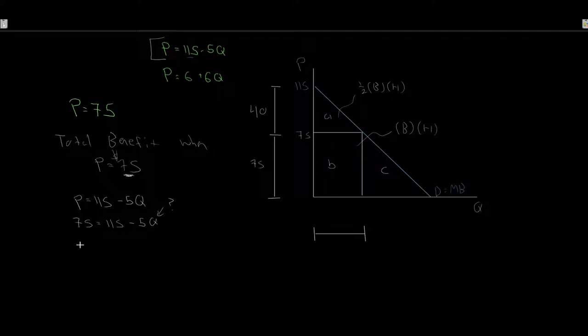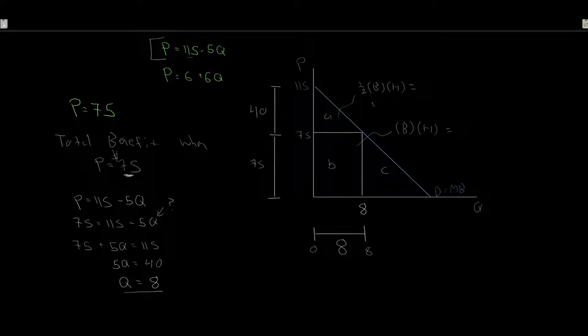To do that, I'm going to add 5Q to both sides. So 75 plus 5Q equals 115. I want to get this 5Q by itself, so subtract 75 from both sides. I'm going to get 5Q equals 40. Get the Q by itself, so divide both sides by 5, and I get Q equal to 40 divided by 5. That should be 8 if my mental math serves me. So we have our quantity demanded, going from 0 to 8, so altogether our base is 8.